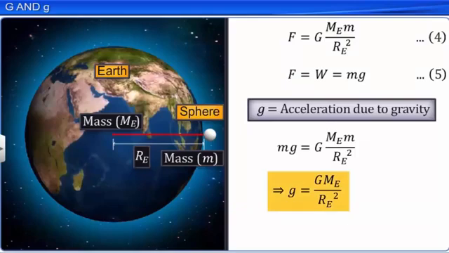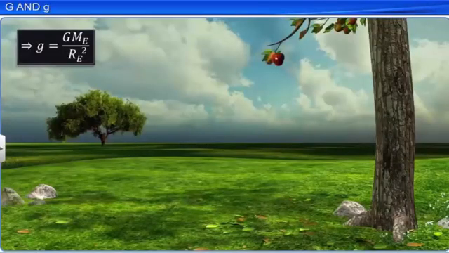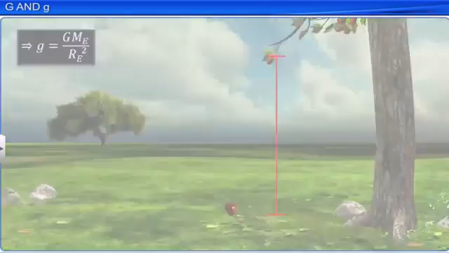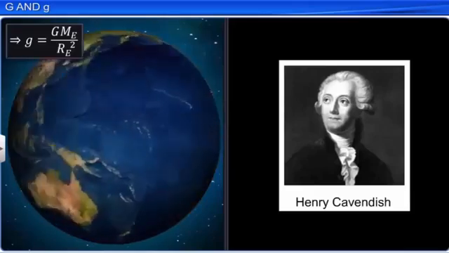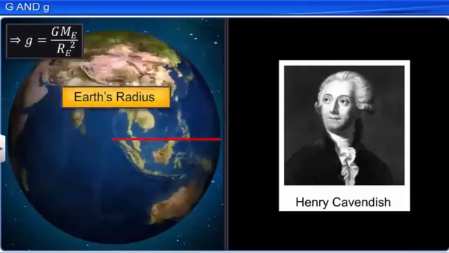To determine the value of g, we can perform simple activities like dropping a body from a known height and measuring the time taken to descend. Knowing the values of the radius of the Earth and the value of G enables one to measure the mass of the Earth.